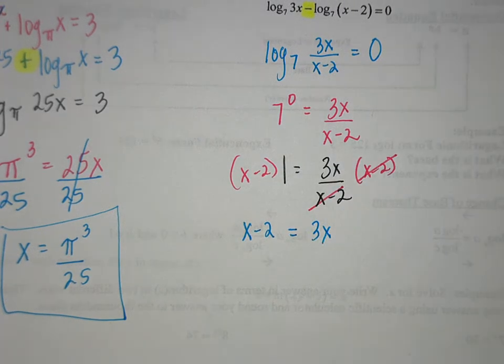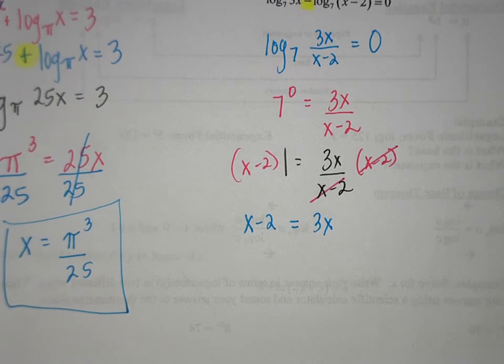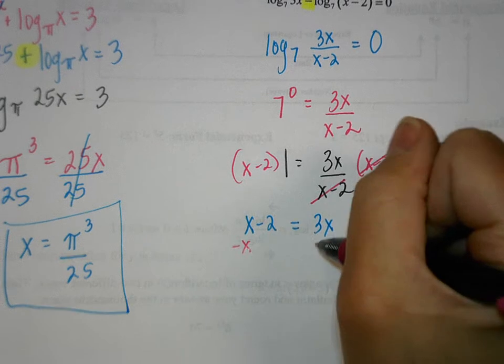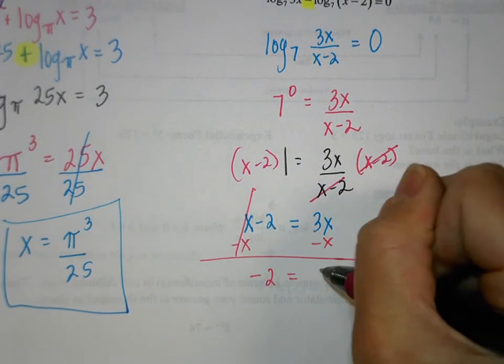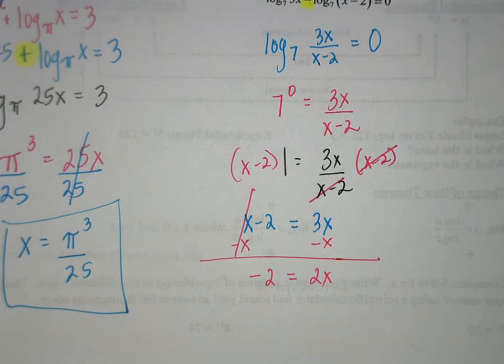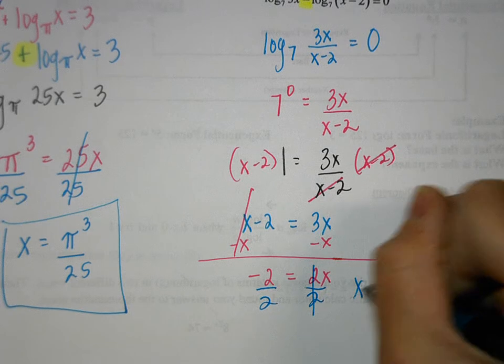Is that okay? Isn't it 3x squared? Mm-mm. Why do you think it'd be 3x squared? Oh, wait, never mind. Okay. All right, now what? Subtract that. Good, we're going to subtract x to both sides. These eliminate. We get negative 2 equals 2x. And then the last thing we would do is divide by 2. And so x equals what?